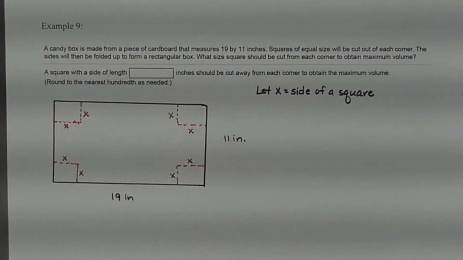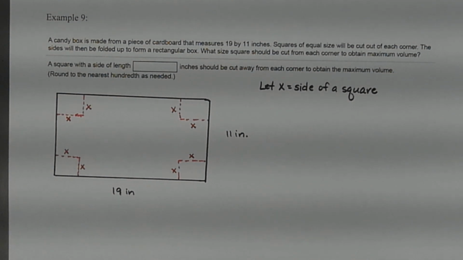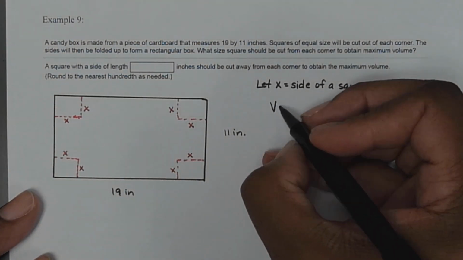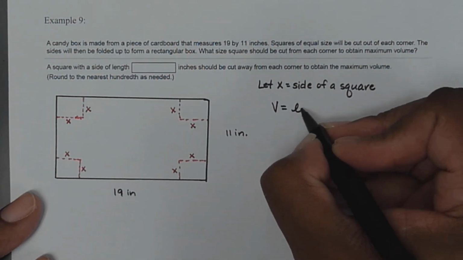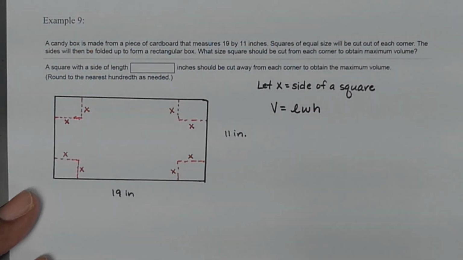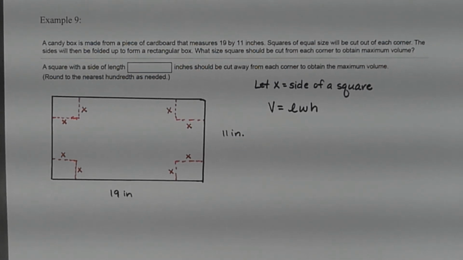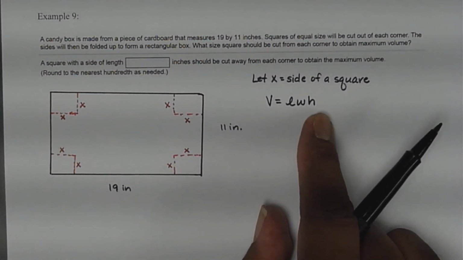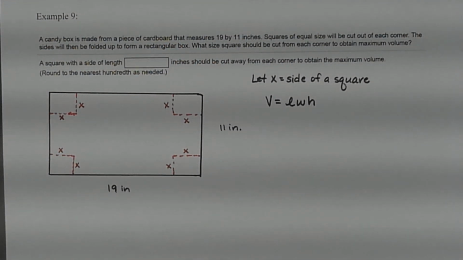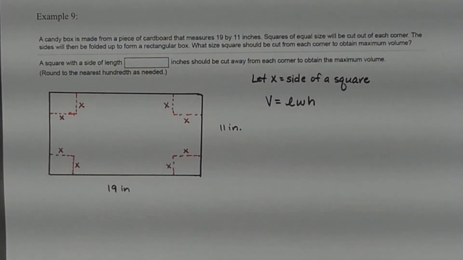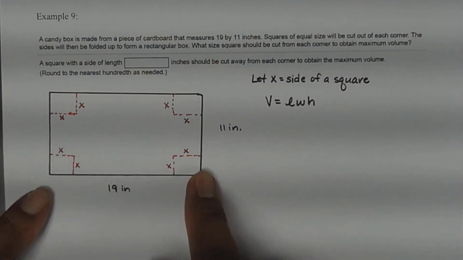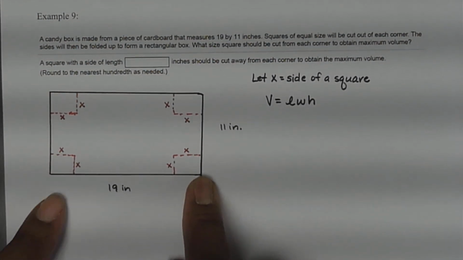Now, we need to know something else. The volume of a rectangular solid, and I'm going to give this to you, is length times the width times the height. Okay? The volume of a rectangular solid would be length times the width times the height. All right, so let's do this. Let's find out what our lengths are when those squares are cut off. I'm going to take this length right here of 19 inches.